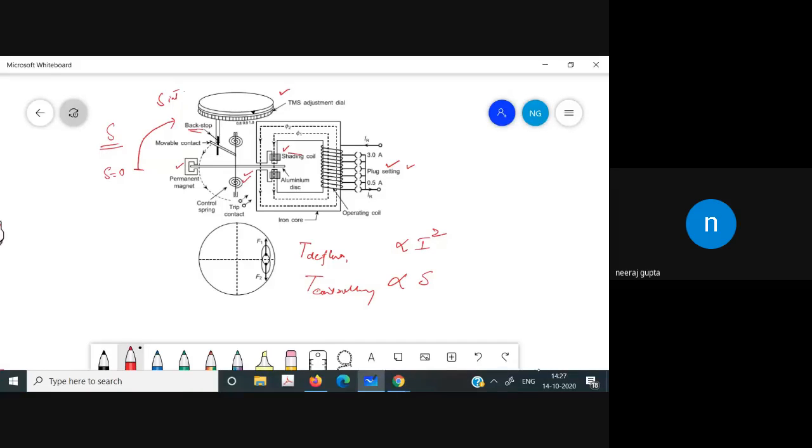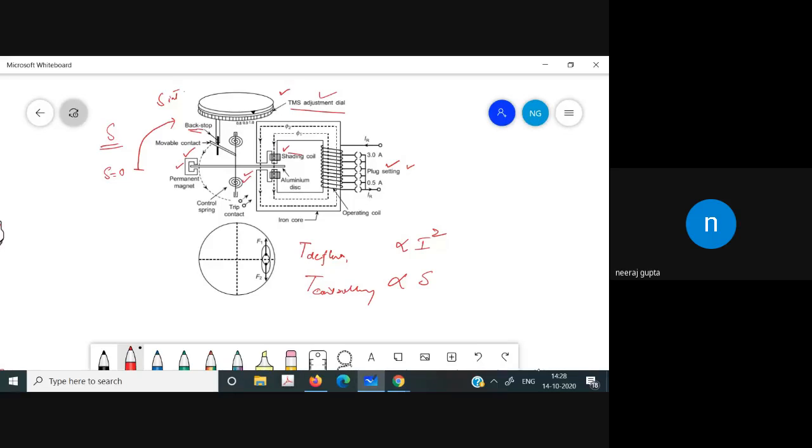So what does delta mean? It is the angle through which the backstop has been retarded for the time adjustment dial. We retard it in such a direction that the time can be adjusted in this electromechanical system. So this is the angle delta. We retard the angle delta so that we set the time at which it will operate. Now, this permanent magnet provides the damping.